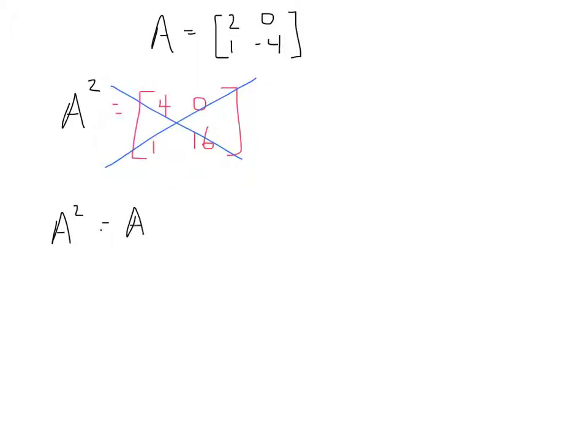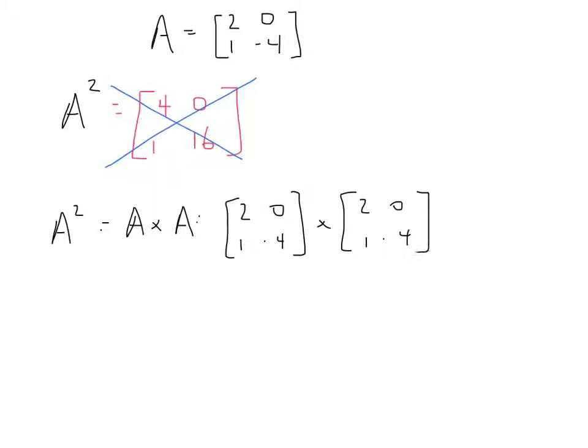A squared is A times A, which is 2, 0, 1, negative 4 times 2, 0, 1, negative 4. And we can do that calculation pretty easily. 2 times 2 is 4, plus 0 times 1 is still 4.